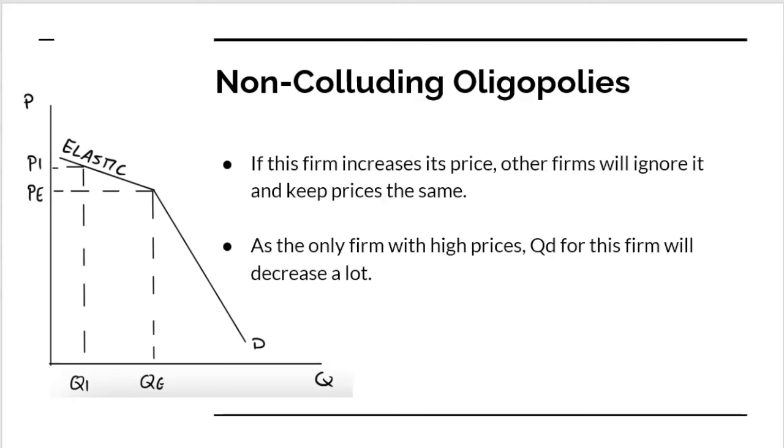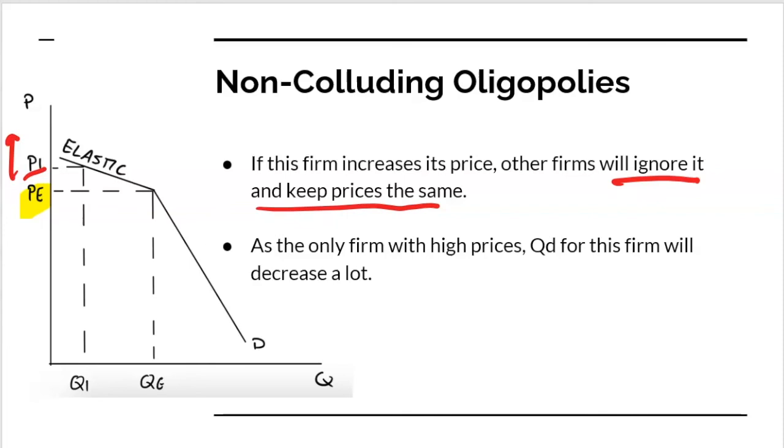And so what this graph looks like is this, right? If this firm decides to increase their price, in other words, they go from the equilibrium price of PE to P1, their price increased. What are other firms going to do? Well, other firms are just going to ignore their price and keep their prices the same. Why? Because if the products being produced are identical and firm A decides to raise their price, the other firms in the market have a really big incentive to keep their prices the same, because then they will get more consumers.